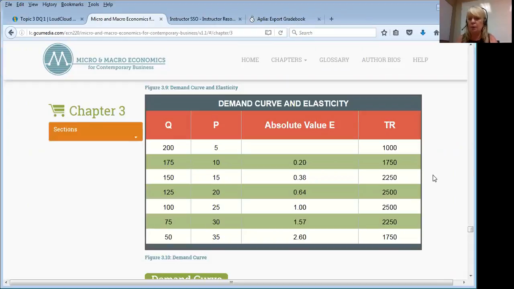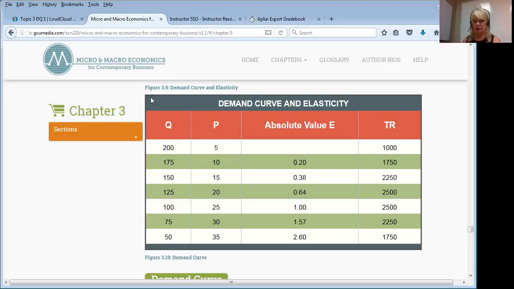But as your price increases, people get more and more and more price sensitive until ultimately demand becomes elastic rather than inelastic. Look at this table that I have right here. When the price goes from 5 to 10, your elasticity is only 0.20. 0.20, way less than 1. It tells us that price is changing much faster than quantity and that your total revenue is going up, and that's exactly what we see here.